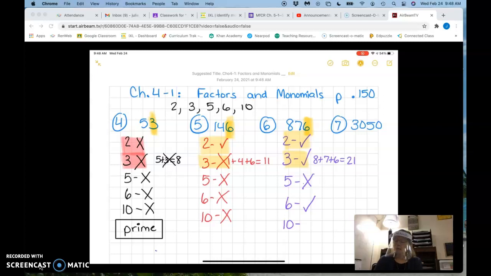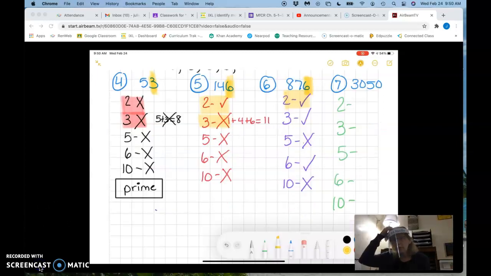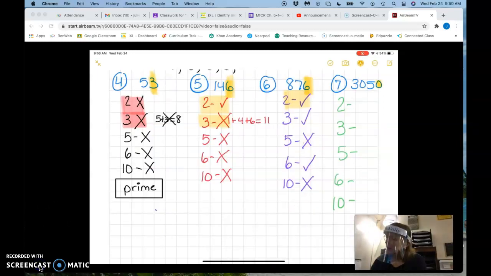And does it end in a 0? No. Last example for today. So, is 0 divisible by 2? Yes. 0 divided by 2 is just 0. So that would work. Is it divisible by 3? So let's add up the digits. What's 3 plus 0 plus 5 plus 0? 8. Does 8 divide by 3 evenly? No. So 6 is automatically out.